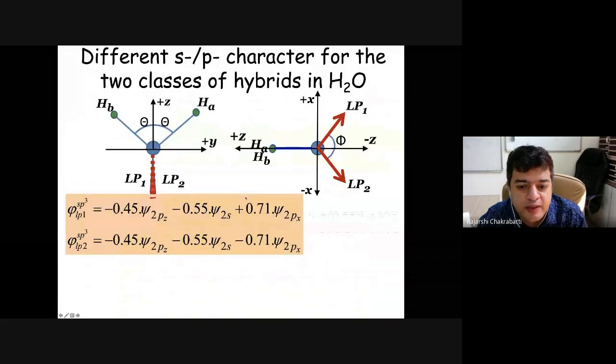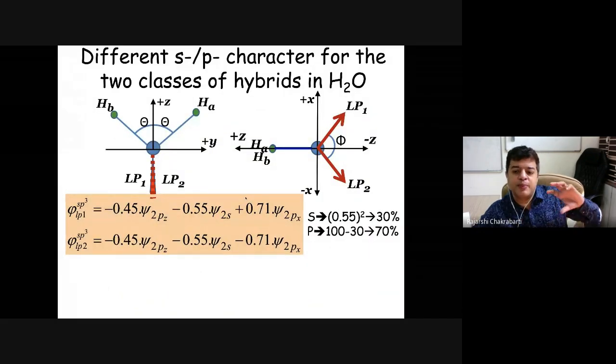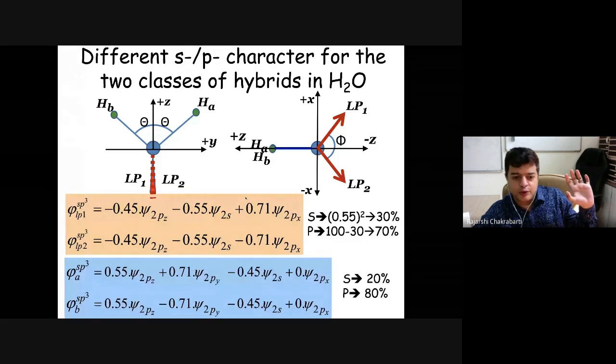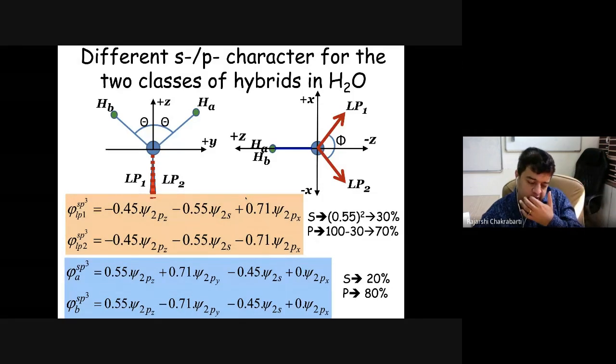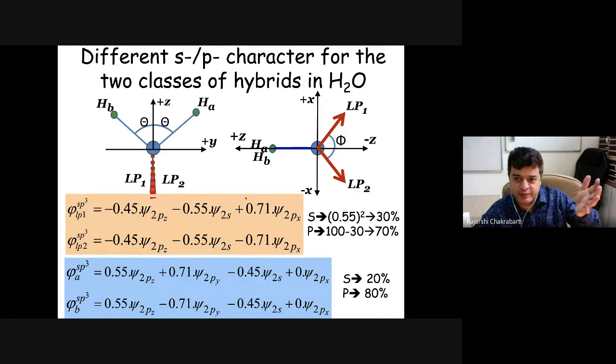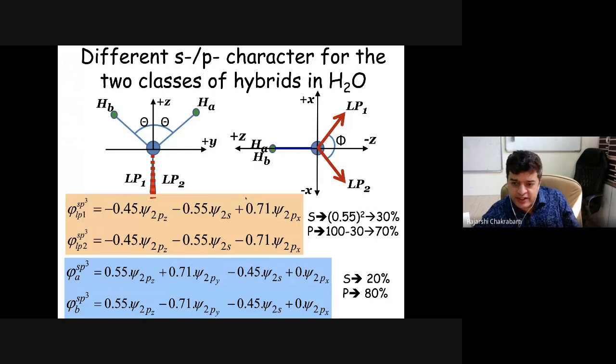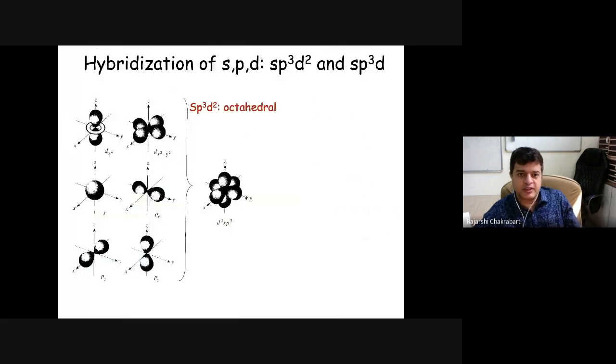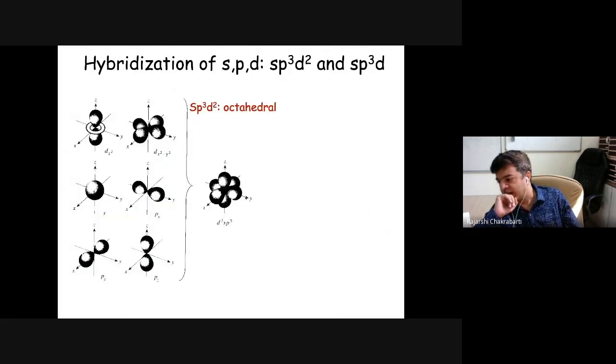Now here you see the p has 70% character and s has 30% contribution. So it is less than sp3. The bond pair has more p character and the lone pair has less p character. This is expected because the bond pair has more directionality, as it is forming a bond with hydrogen, and the lone pair is more diffuse. It has less directionality, so its p character is lower than in the bond pair. Is this clear to all of you? That is what I discussed for water. Any question on water, please ask.